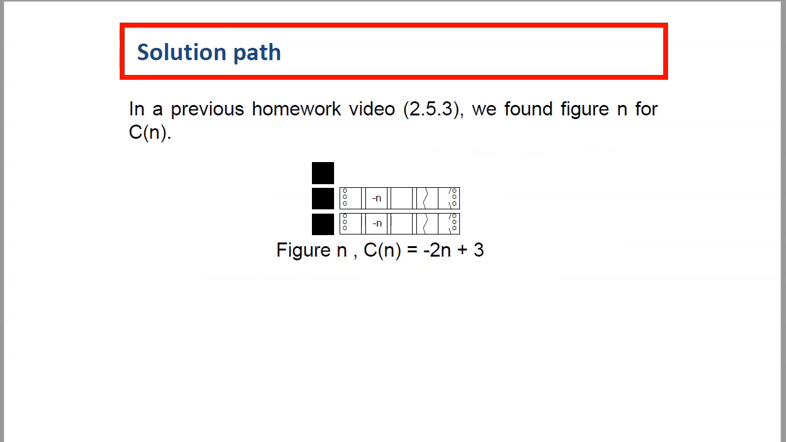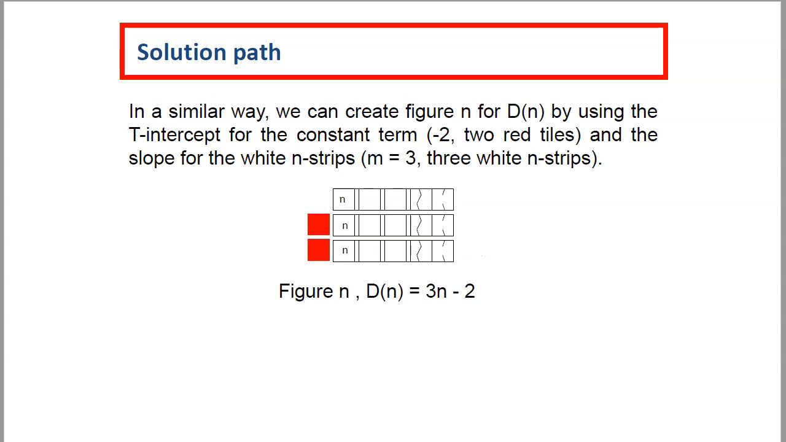In a previous homework video, 2.5.3, we found figure n for C of n as 3 black tiles and 2 opposite white end strips. In a similar way, we can create figure n for D of n by using the t-intercept for the constant term, so -2, so 2 red tiles, and then the slope as white end strips. So for m equals 3, this will be 3 white end strips.